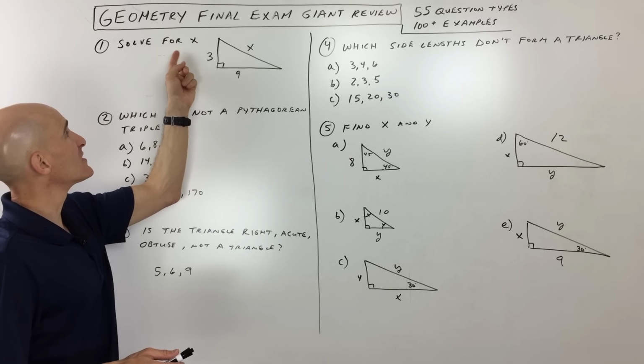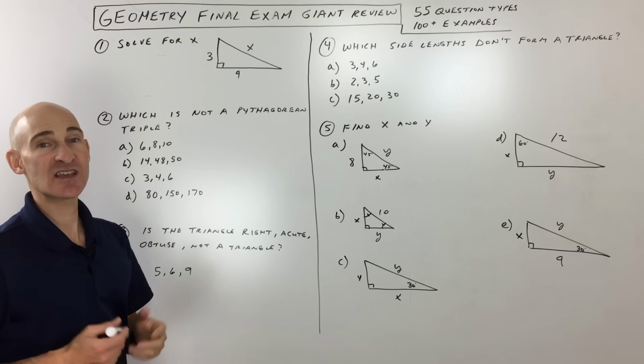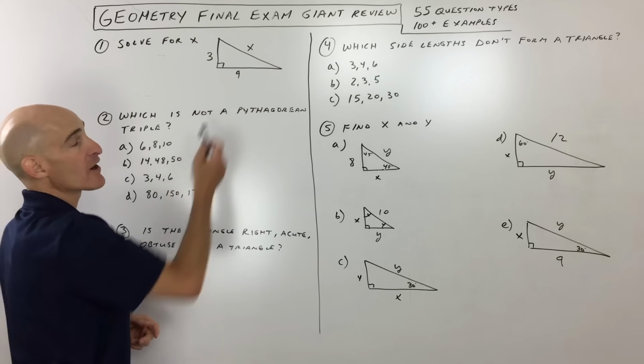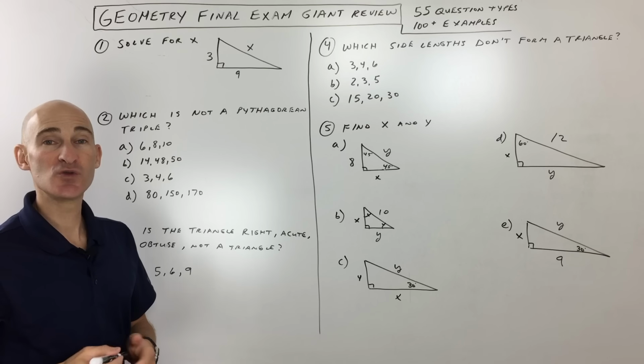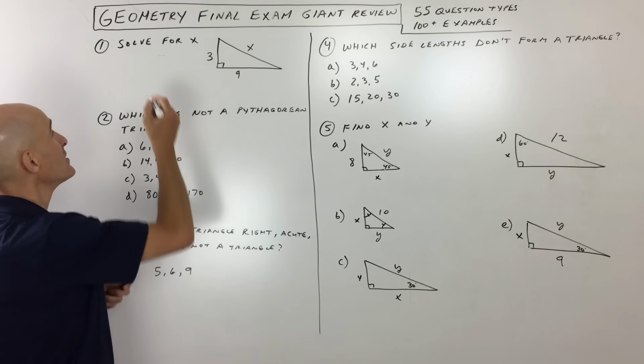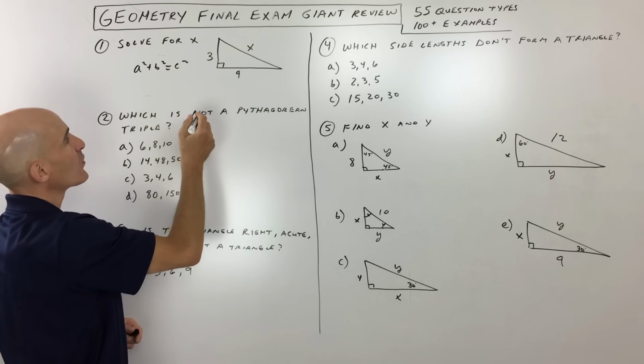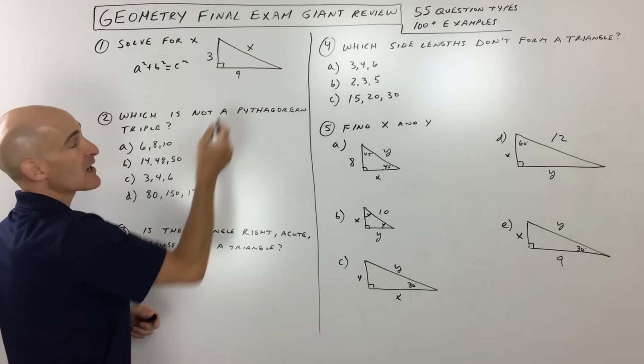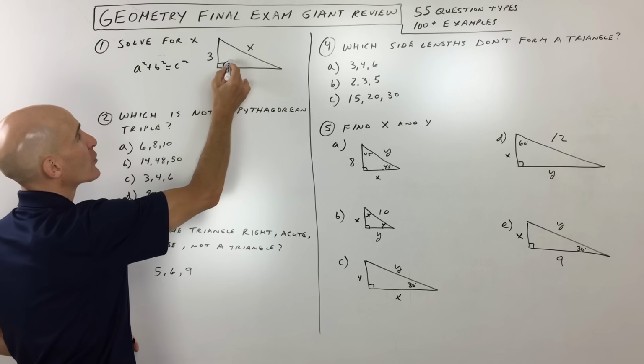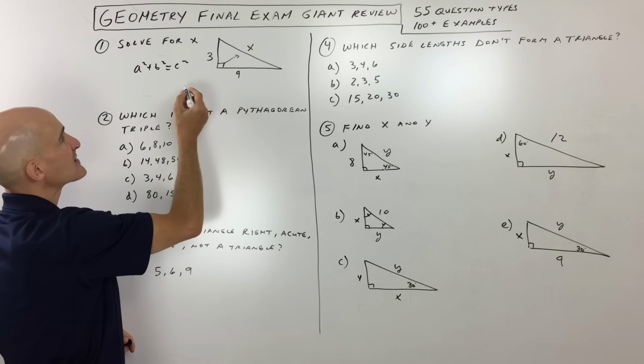So question number one says solve for x. Okay, so this is kind of an easy problem. It's a right triangle, and we know that when you have a right triangle you can use what? Pythagorean theorem, right? So again, a quick refresher, a squared plus b squared equals c squared. A and B are the two sides that make up the right angle. Those are called the legs. The one across from the right angle, that's the longest side, that's the hypotenuse.